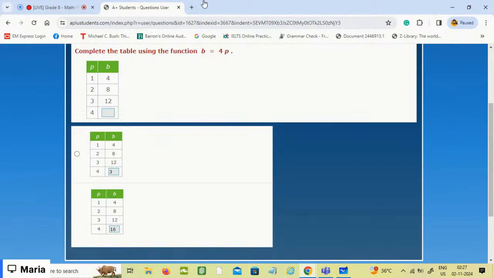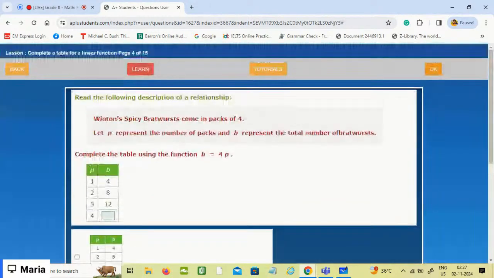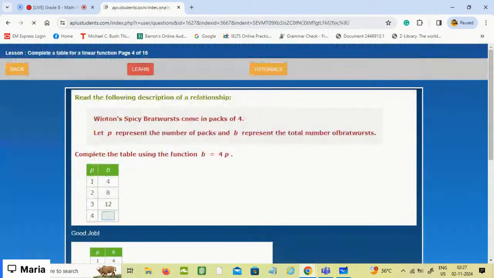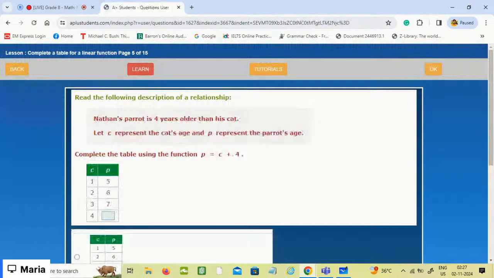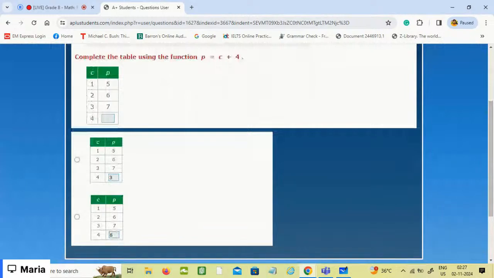That is 16. Option number 2 is the correct option, right? Complete the table using the function p equals c plus 4. So, which is the correct option?